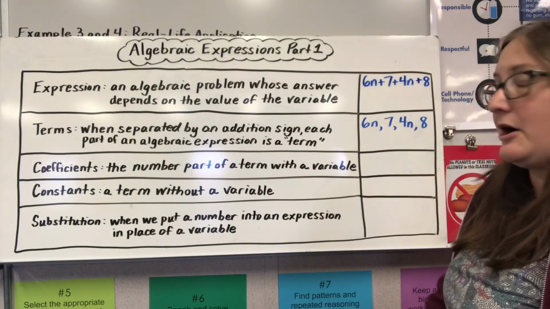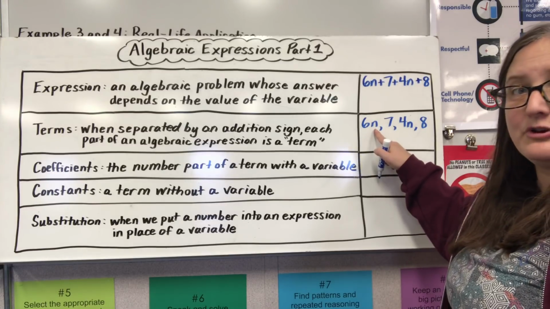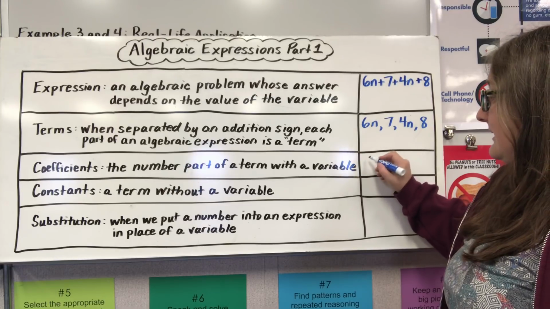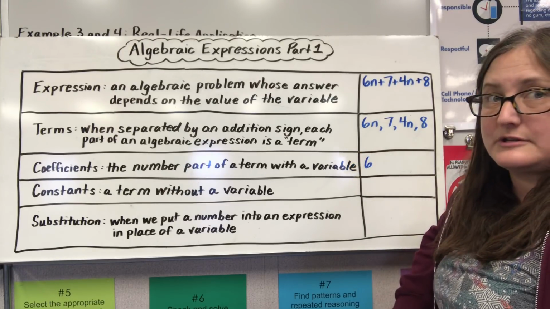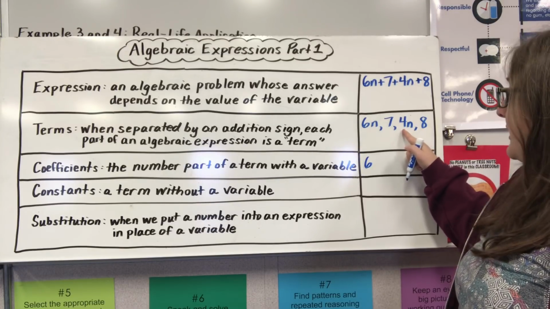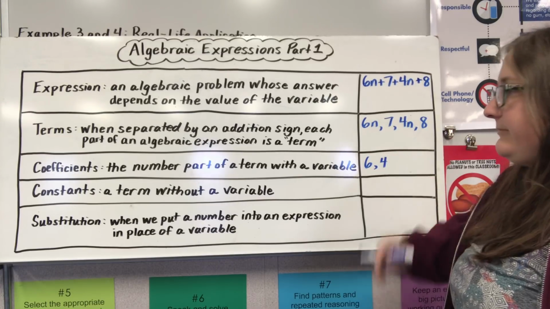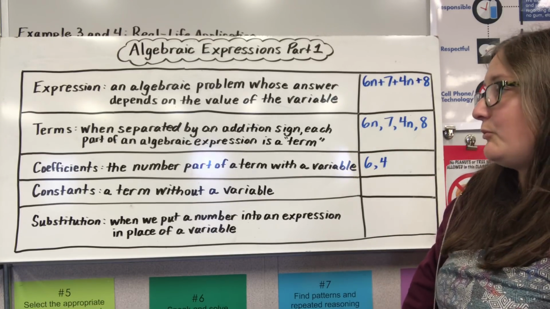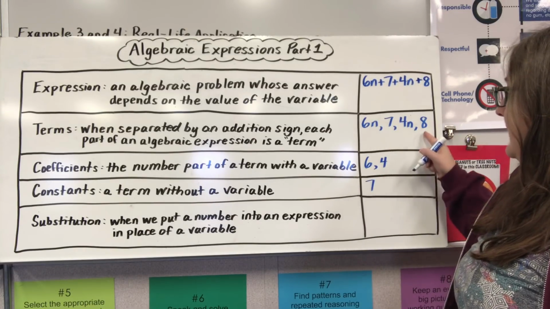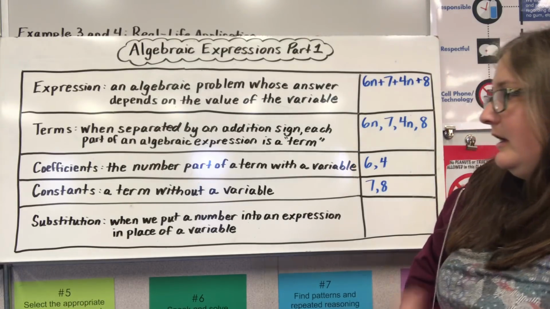Coefficients are the number parts of a term with a variable. So 6n is a term with a variable, n is my variable, and the number part of this term is 6. So 6 is called a coefficient. I also have 4n, this is also with a variable, and the number part of this one is 4, so 4 is called a coefficient. Constants are terms without a variable. So 7 was by itself, no variable, and 8 was by itself, no variable. So we call those constants.